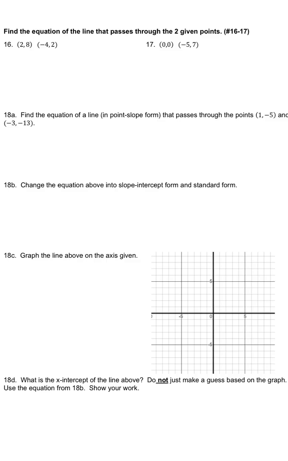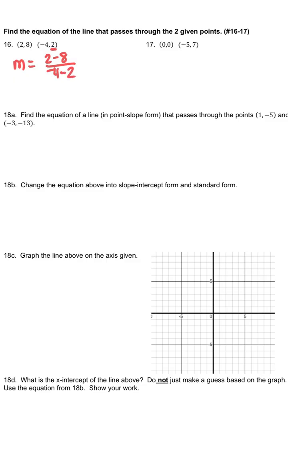Let's go ahead and do this next one. Find the equation of the line that passes through the two given points. So let's go ahead and find the equation of this line. This is much like the quiz that we did. So we have m equals 2 minus 8 and negative 4 minus 2.